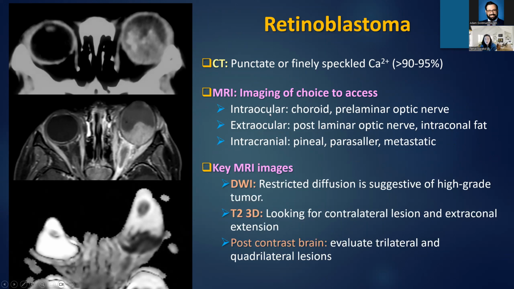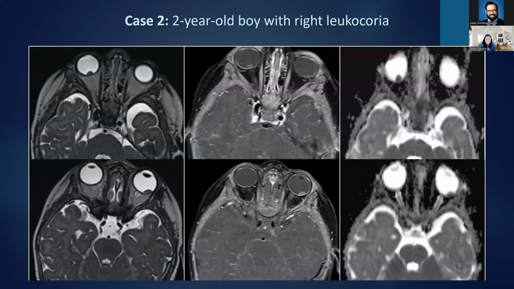So when you see any mass in the orbits or head and neck, you should do the DWI to prove if that lesion is a high-grade tumor or not. We do the T2 3D to look for contralateral lesions and extraocular extension, and also post-contrast brain for additional lesions within the pineal or the suprasellar region.